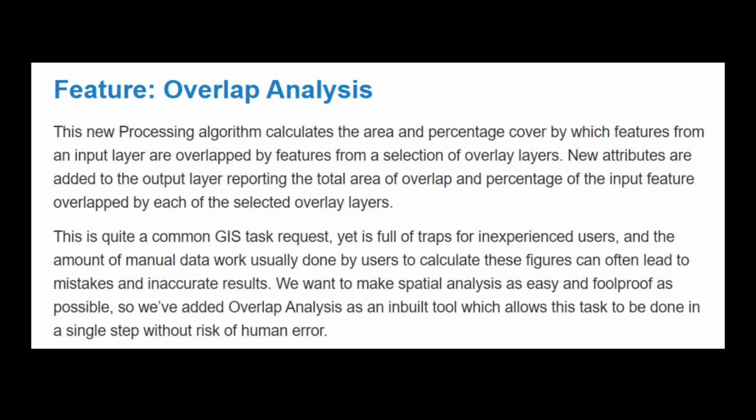This is an excerpt from the changelog for 3.8. It's a really nice example of where actually Niall did this tool. So he recognizes that overlap analysis is something that people do all the time. And let me just read a little bit here. But yet the process is full of traps for inexperienced users. And the amount of manual data work usually done can often lead to mistakes and inaccurate results. So he recognizes this is something that people do all the time. Even if you know what you're doing, there's room for human error. So why not make a tool that just does what most people want to do with this sort of thing anyway, and just make a one-click tool for this. So, recognizing the need for functionality and then making that happen.